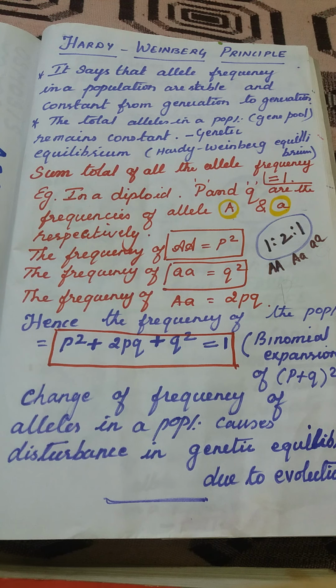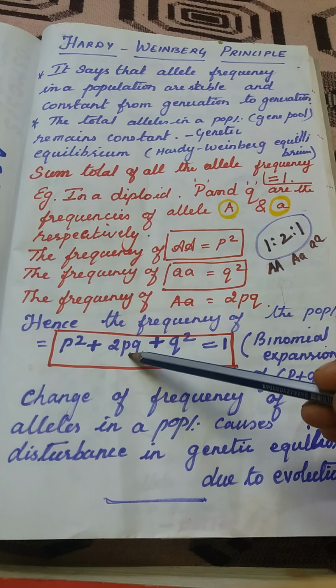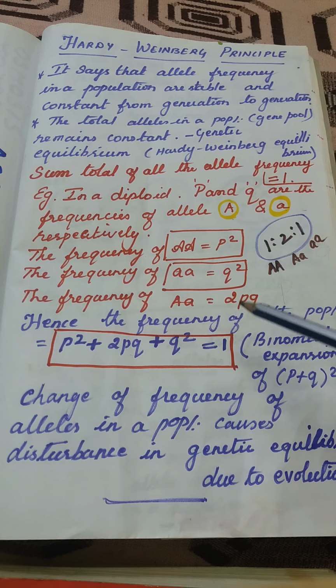The frequency of small a is equal to Q squared. The frequency of capital A small a is equal to 2PQ. Hence, P squared plus 2PQ plus Q squared is equal to 1.